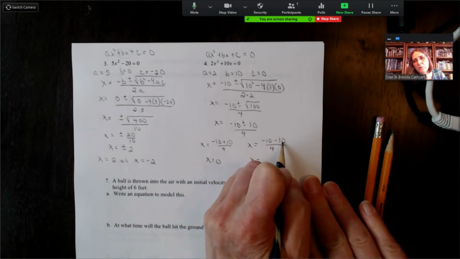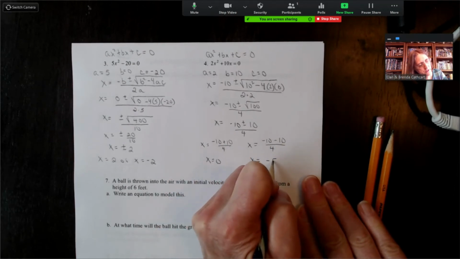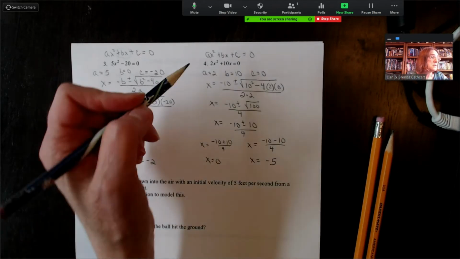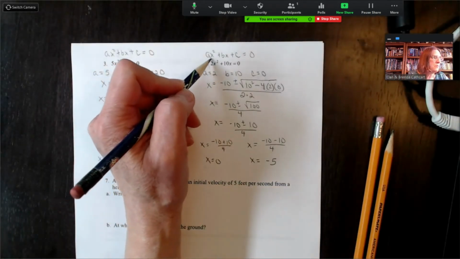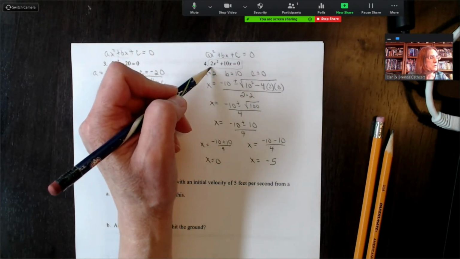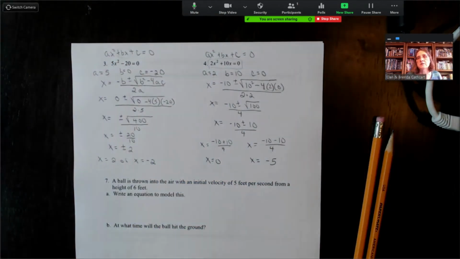So we have negative 20 divided by 4, which is negative 5. And those are our two solutions using the quadratic formula. Just as a comment here, another method might have been easier to solve this quadratic equation. We could have very easily factored out a common factor of 2x and used factoring to solve this particular equation.